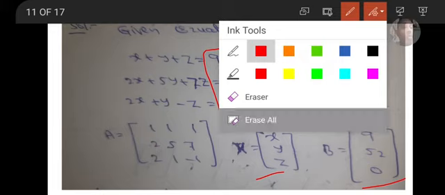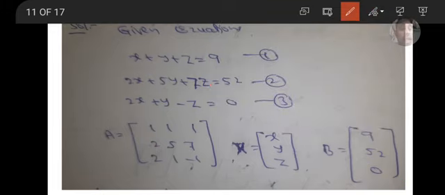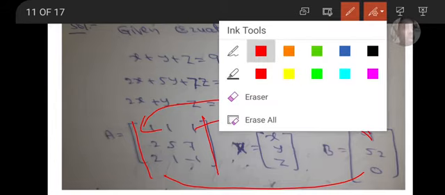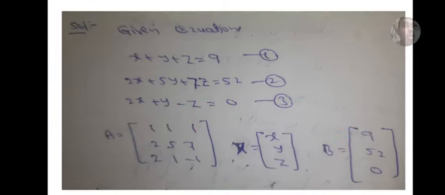Then we have to find first the determinant delta. Delta means the determinant of this matrix. And next, delta 1. Delta 1 means replace the first column. Delta 2 means the second column. Delta 3 means the third column. Next, I will calculate one by one.